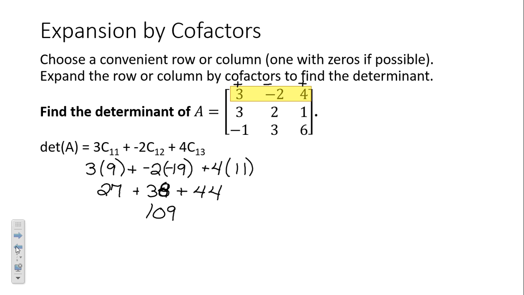It's going to be different depending on which row or column you happen to choose. So in this case, it was 3, -2, 4 because that was the row I chose. Okay, but if I had chosen to do row 3, for example, then it would be -1 times the cofactor of row 3, column 1, plus 3 times the cofactor of row 3, column 2, plus 6 times the cofactor of row 3, column 3. Okay, and I forgot to do the C.